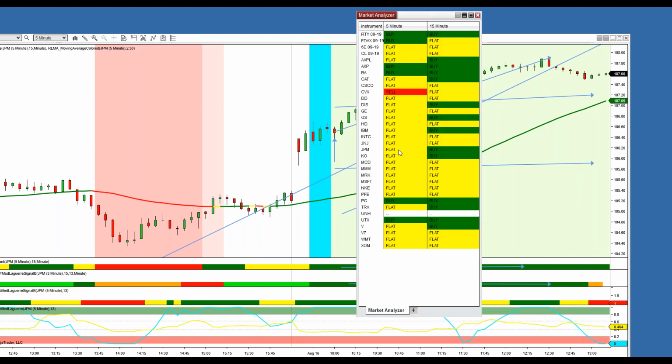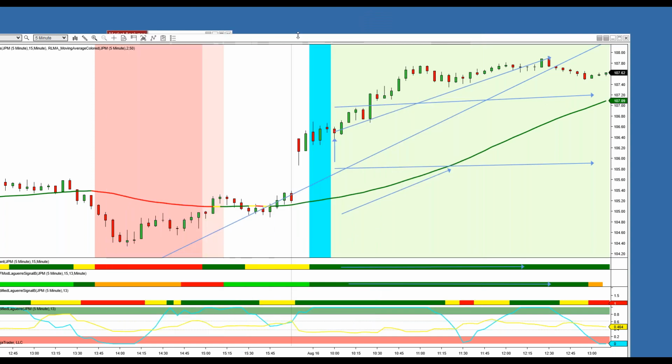So JP Morgan is now flat. If you're trading a 15-minute chart, it's still flashing a buy on a longer term time frame. You're going to hold for a longer period of time. And you can do this with an unlimited number of stocks. You can look at futures at the same time. You can look at Forex pairs at the same time. And let's just take a look at CVX, because CVX is flashing us a sell right now. It's the only sell on the chart. And let's see what it looks like.